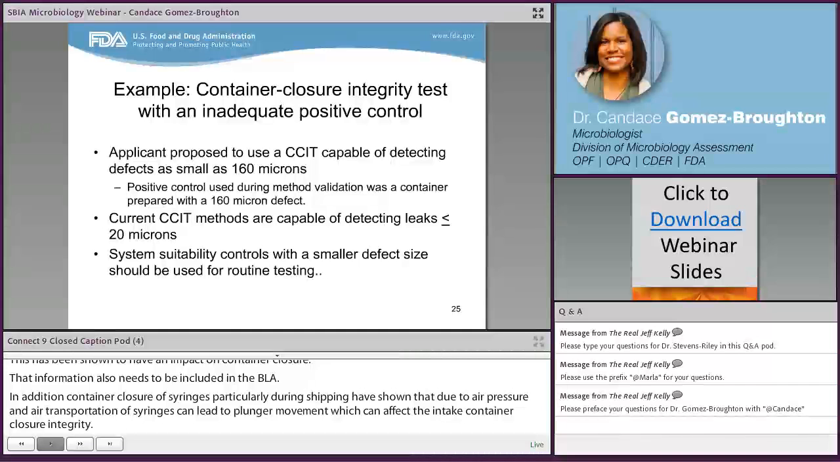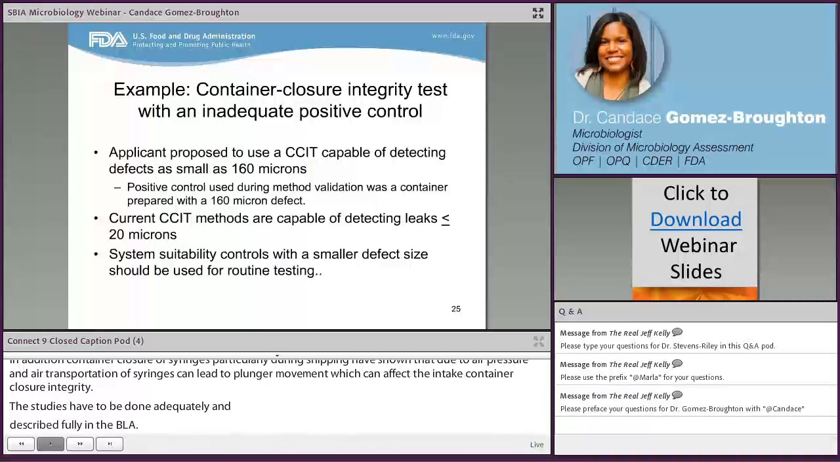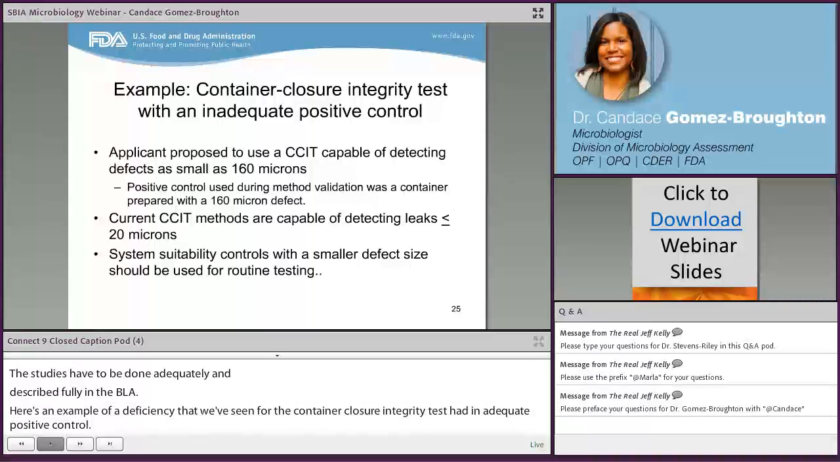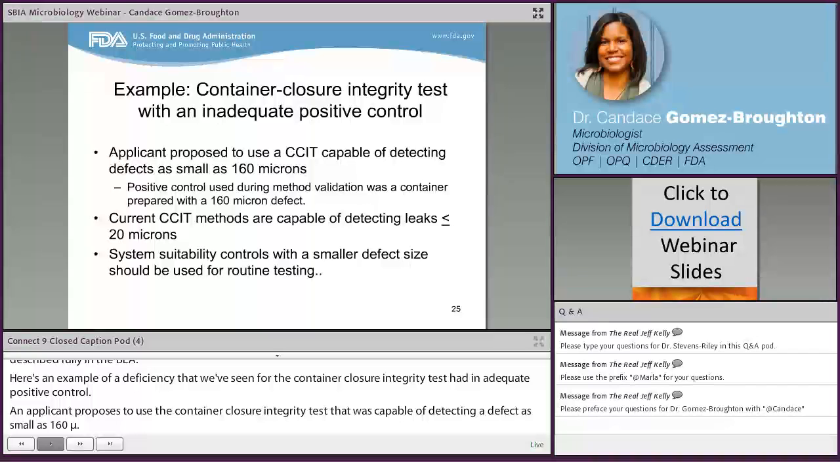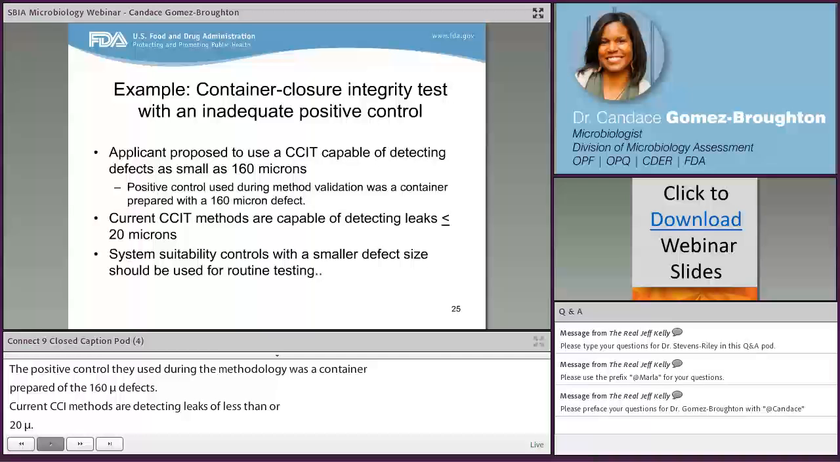So here's an example of a deficiency that we've seen where the container closure integrity test had an inadequate positive control. An applicant proposed to use a container closure integrity test that was capable of detecting a defect as small as 160 microns. So the positive control that they used during the method validation was a container prepared with a 160 micron defect. Current CCIT methods are capable of detecting leaks of less than or equal to 20 microns, according to the PDA technical document I mentioned earlier. So system suitability controls with a smaller defect size should be used for routine testing.